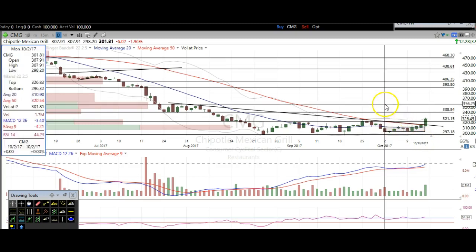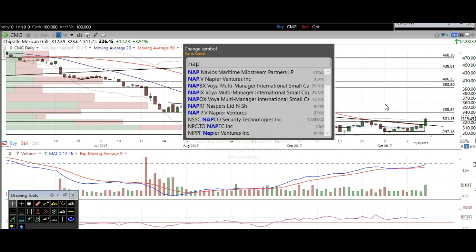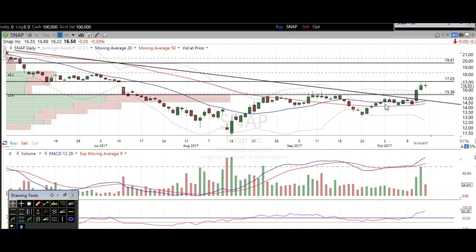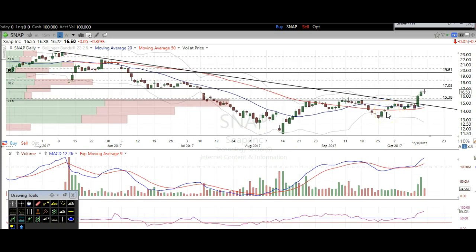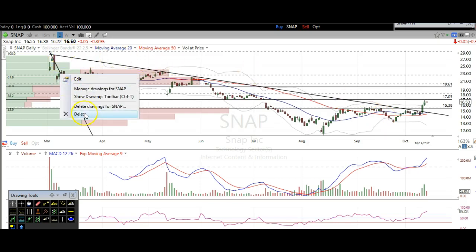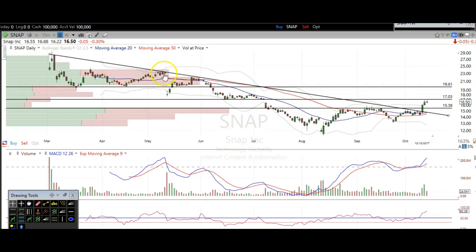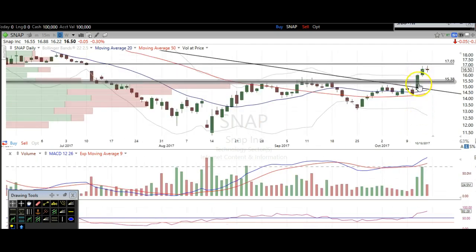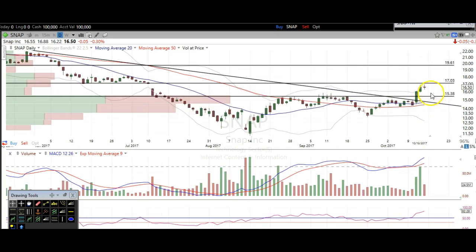The next one we're going to take a look at is Snapchat. Here you can see it breaking over this major resistance. We had a trend line that started here, got resistance here, resistance there, resistance there. Here we are squeezing against it and then breaking over it with some heavy volume. So we've got 2 days with some heavy volume, 1, 2, as we broke over this level of resistance.